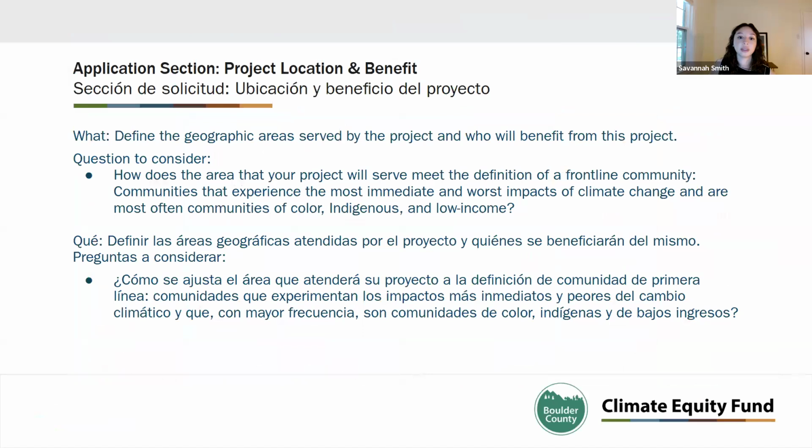Okay, getting back to the sections, the next section is project location and benefit. This section asks you to identify the geographic areas served by the project and who will benefit. A question to consider is, how does the area that your project will serve meet the definition of a frontline community? The definition we are using is communities that experience the most immediate and worst impacts of climate change and are most often communities of color, indigenous, and low income.